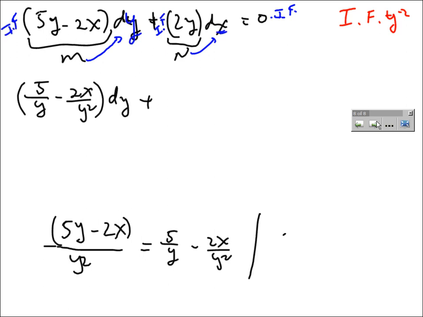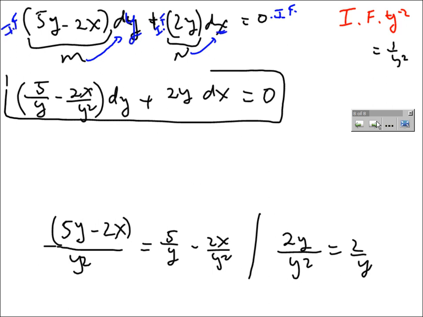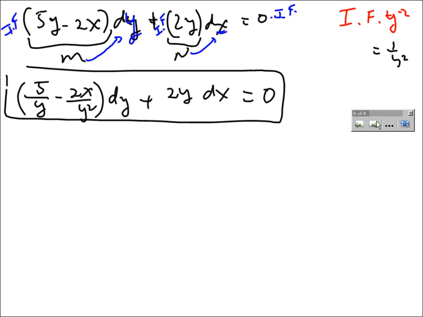plus, now if you take 2y and you multiply it by y to the negative 2, or by 1 over y squared, you get 2 over y dx. Now, equals 0, because 0 times anything is 0. This differential equation has the same solution as the one above. But this one's exact. Now, I would advise you to confirm that. That way you know you didn't make any silly mistake.